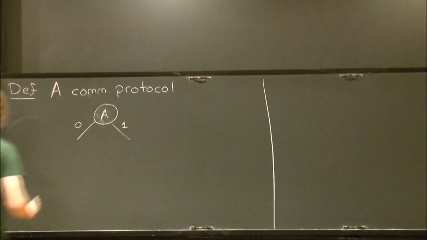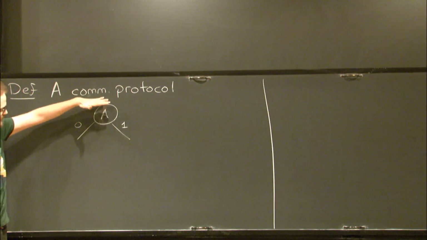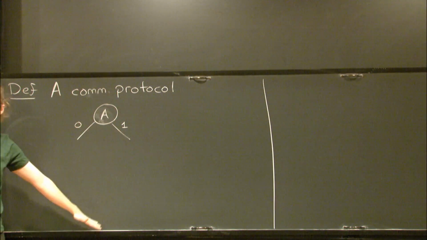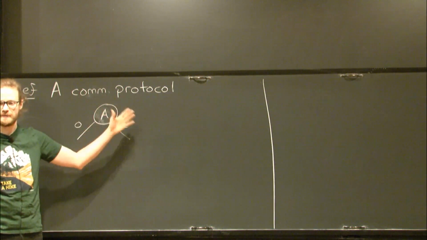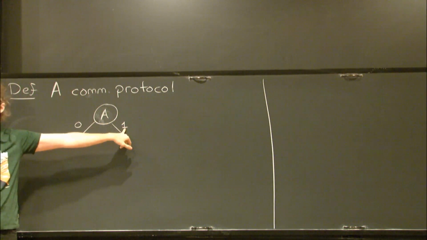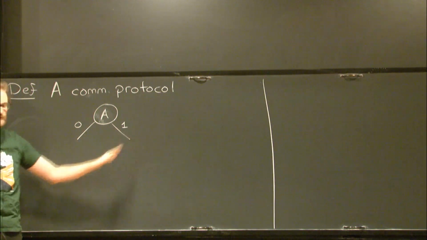A communication protocol for deciding a relation, like a three-place relation like this, is going to be given by a tree. And the tree is going to describe, going from top to bottom, the bits that Alice and Bob are going to be sending back to each other. Each node will be labeled by a player, Alice or Bob. Each node has a bit, 0 or 1, that we think of as being sent across the communication channel to the other player.